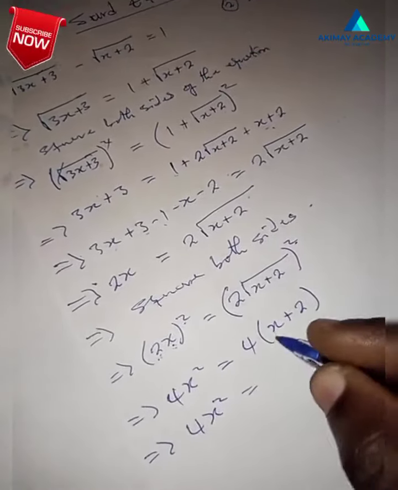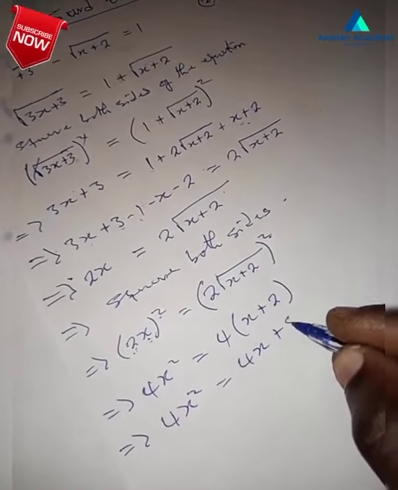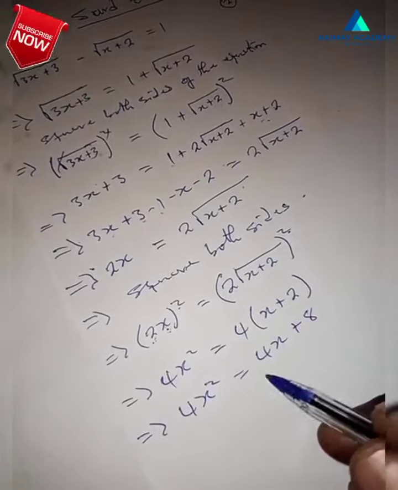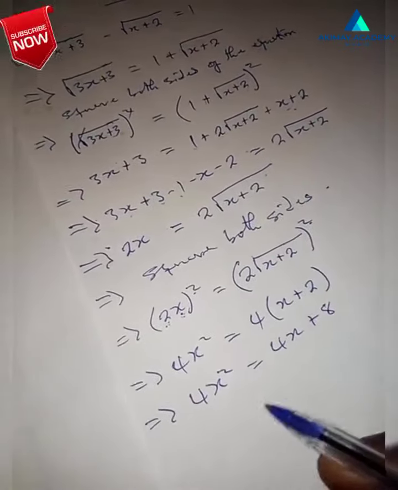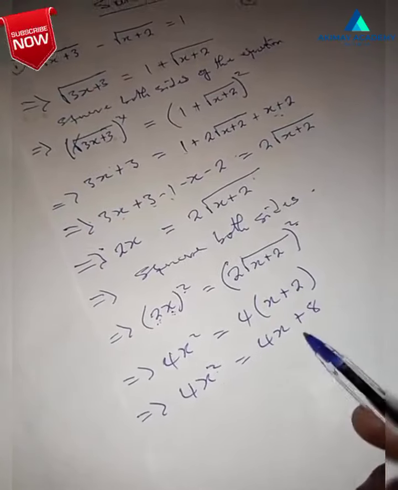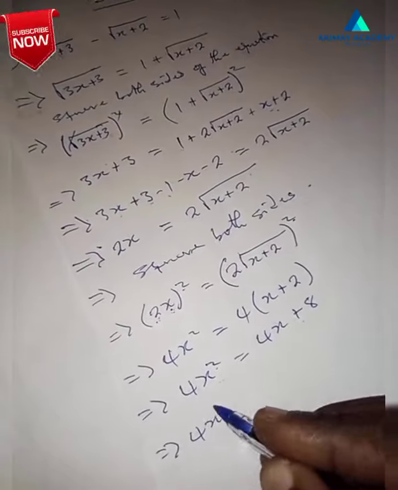Okay, so at this point we can rewrite them nicely and expand the bracket. So we have 4x plus 8. Okay, so here you can see that we can group them nicely, because the highest power of x over here is 2, so we can bring the rest to come and join them here. So we have 4x squared.